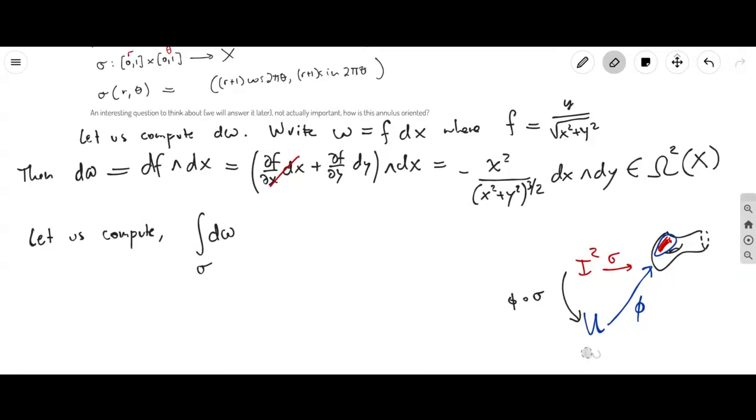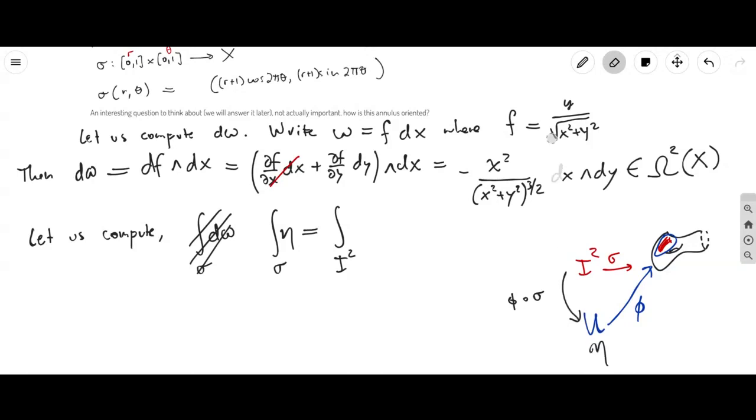Maybe I should not call it omega. Maybe I'll call it eta. So in this case, eta is equal to d omega. So you have a form defined on this one, and the way you integrate is you pull it back. So basically what I'm saying is, pretend that this was the integral over eta. Then what you would do is you would pull everything back to I2.